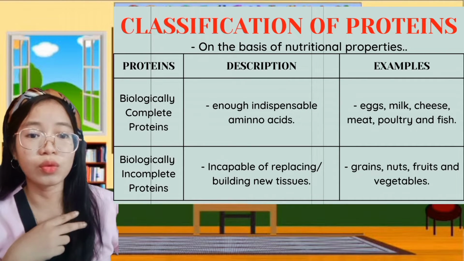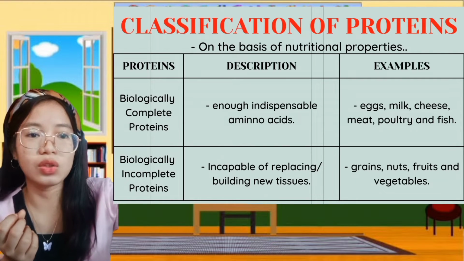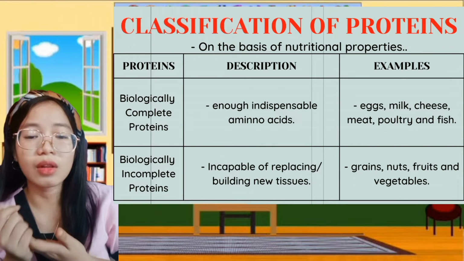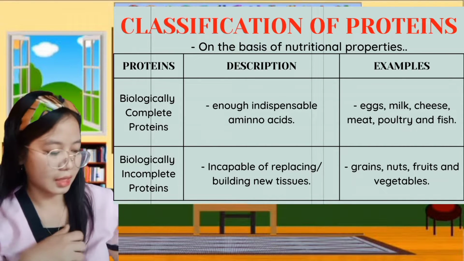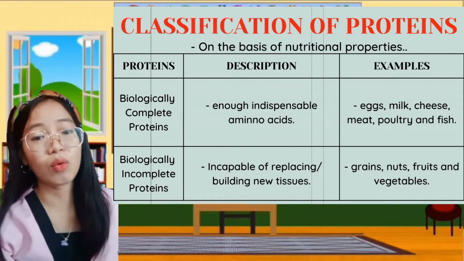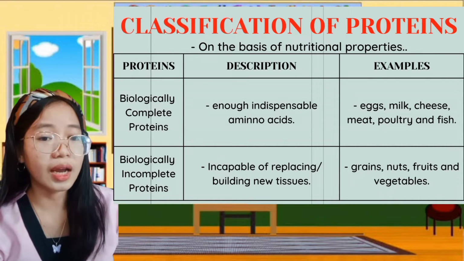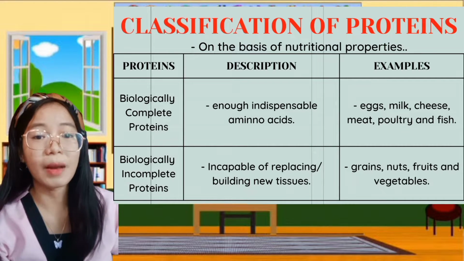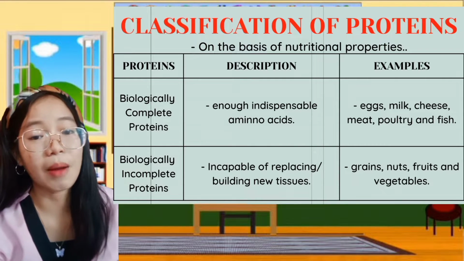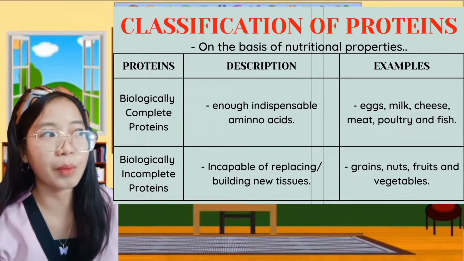So, we have 2, which is biologically complete proteins and biologically incomplete proteins. So, biologically complete proteins, ito yung merong enough indispensable amino acids. So, yung katawan kasi natin ay nangangailangan ng 20 amino acids. So, yung 11 amino acids ay kaya namang i-produce ng ating katawan. Kaya, ang kailangan na lang ng ating katawan ay yung 9 remaining amino acids. So, paano natin ma-obtain yung 9 amino acids na kailangan ng katawan natin? So, magagawa natin yun sa pamamagitan ng tamang pagkain ng mga products na mayroong tamang proportion ng proteins.